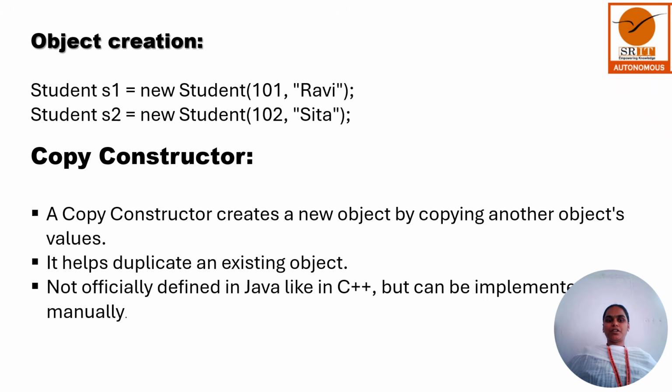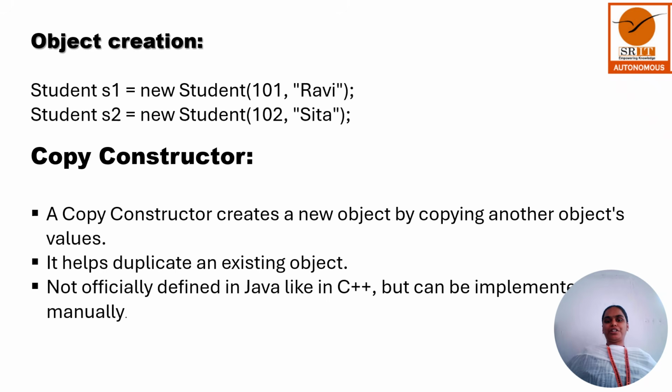Object creation: Student S1 equals new Student(101, "Ravi"). Student S2 equals new Student(102, "Sita"). Here 101, 102 are the student IDs and Ravi, Sita are the student names.